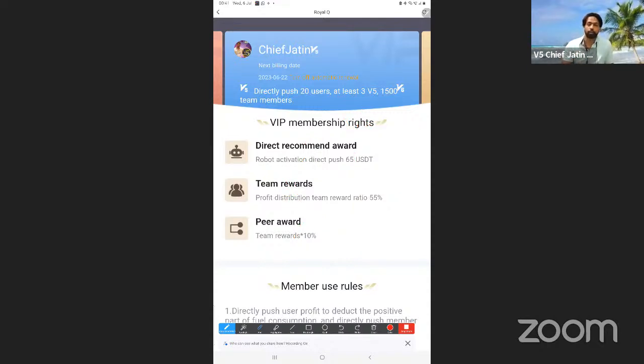Now the last rank. How to reach the last rank? You need to have 20 directs. That means you have already done 12. When you become a V5, you need to do 8 more, and you need to have 3 V5s in your team and a total team size of 2,700 people.